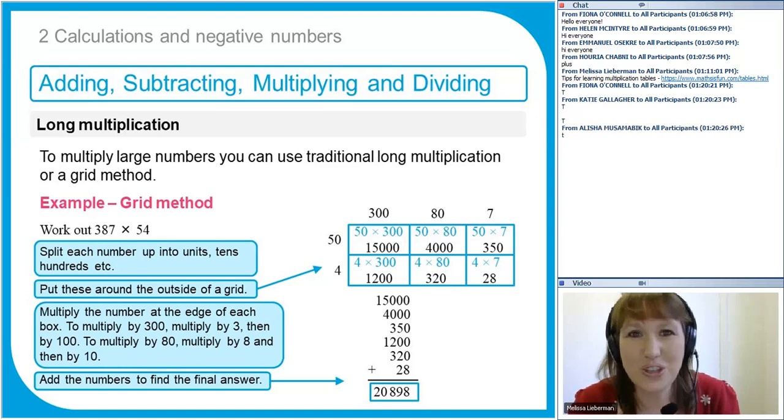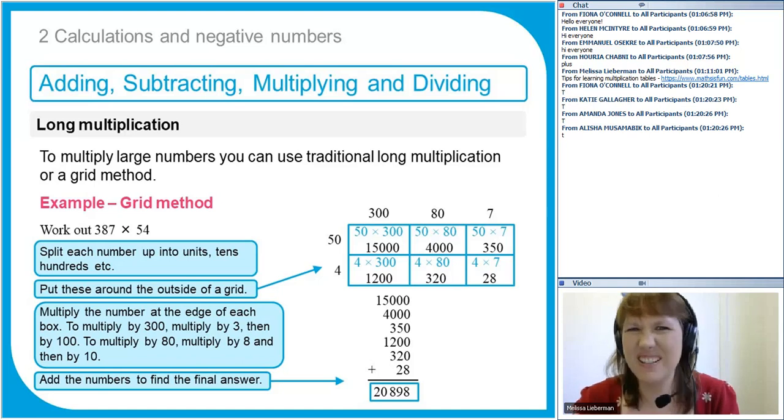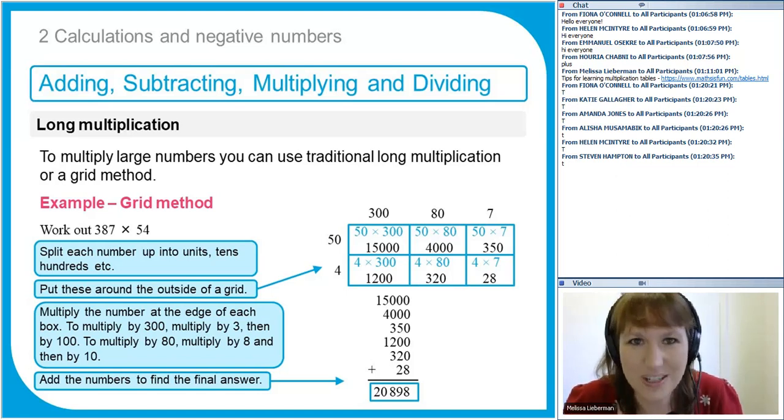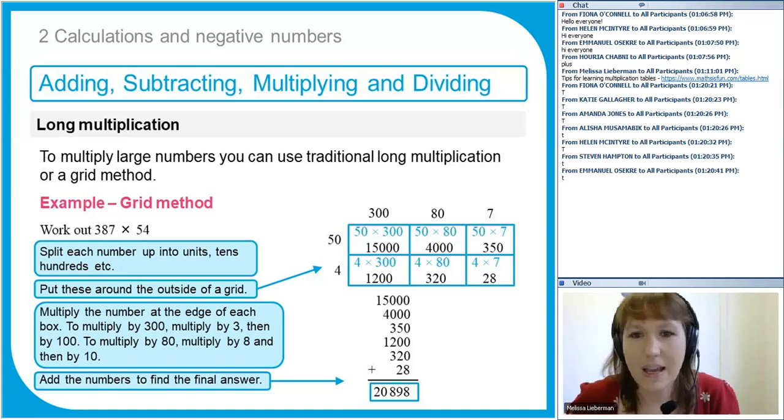my kids all use the grid method at school, and when I try to teach them the traditional method, they go, oh no, I can't do it that way. I'm used to doing it the grid method way. So maybe you guys are older learners. Really, I think it just comes down to how you were taught. If you were taught the traditional method and you feel comfortable with that, use that. If you were taught the grid method and you find that easier, use that. There's no right method as long as it gives you the right answer, and that's fine.